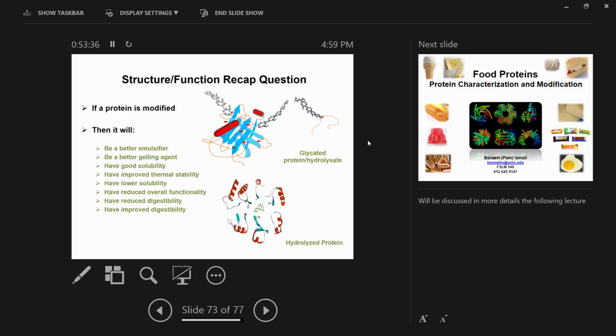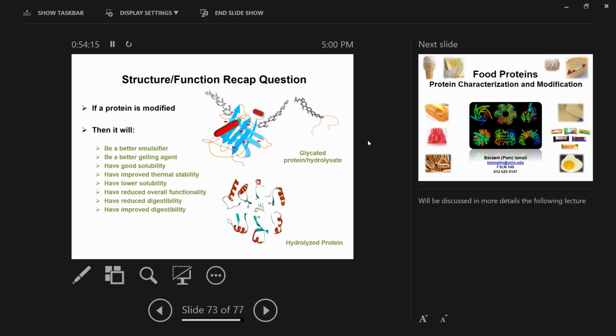What about a hydrolyzed protein? Okay. Improved digestibility. That is for sure. That's the safest. Okay. What else? Good solubility, maybe. Better gelation, maybe. Yeah. Improved thermal stability? Yes. Okay. Yeah. Reduced functionality. Maybe.